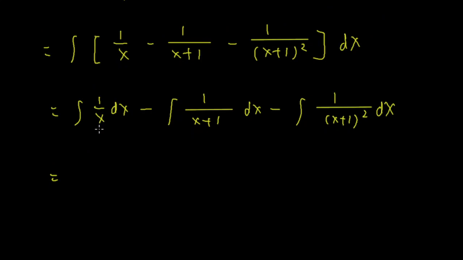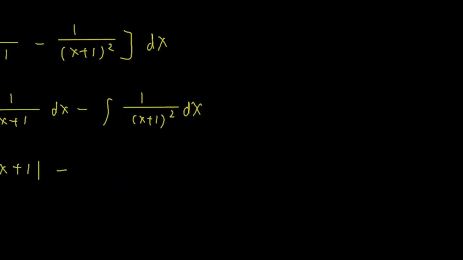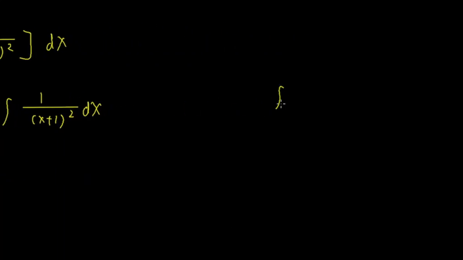Now, integral of 1 over x is an easy integral. That is equal to ln of x. And I will put the absolute value sign here. Minus integral of 1 over x plus 1 is ln of x plus 1. Minus integral of 1 over (x plus 1) all squared. So what is this? Let's look at this one here. Integral of 1 over (x plus 1) all squared dx.